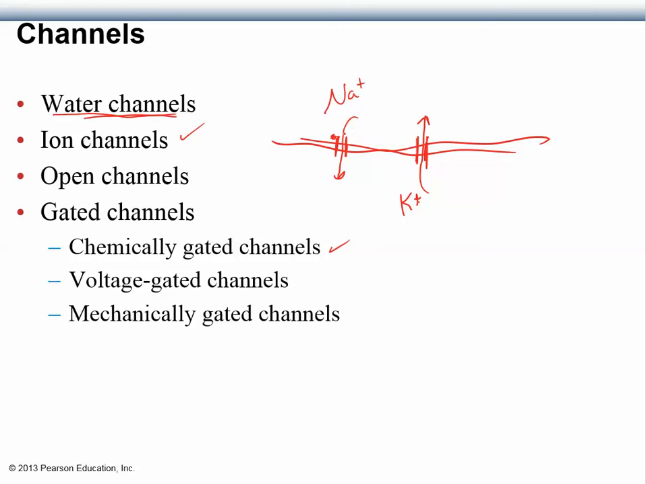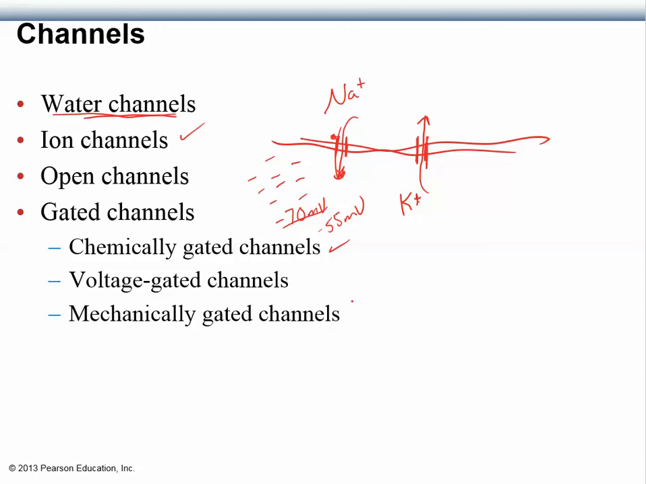That might lead to a channel being opened and then becoming permeable to sodium or potassium. Okay, voltage gated. Now, if we have a voltage change, usually the inside of a cell is about minus 70 millivolts. Well, if that changes to, let's say, minus 55 millivolts, it might open a channel and let the sodium move in, or the potassium move out.